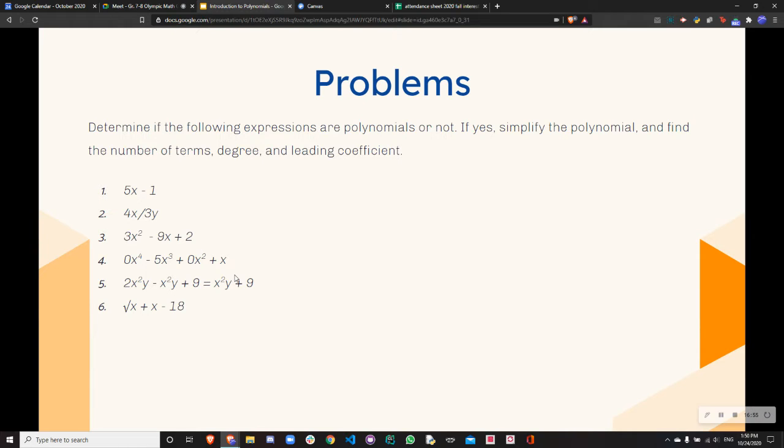And what's the leading coefficient? Remember, leading coefficient has to be a constant, can't be a variable. It's just 1. Perfect.